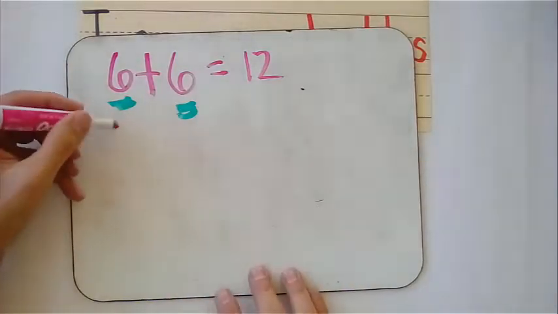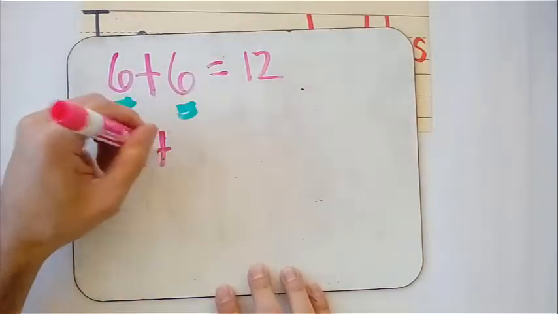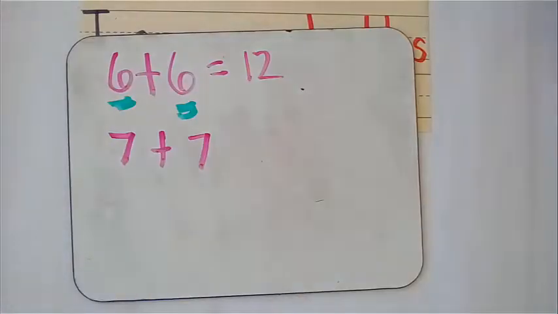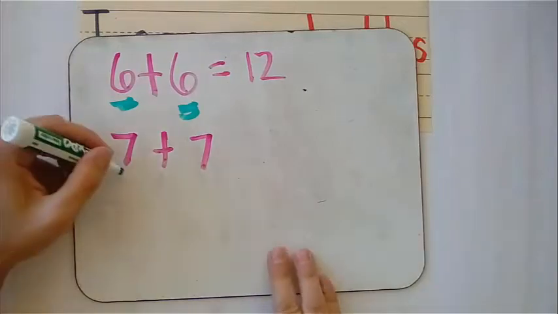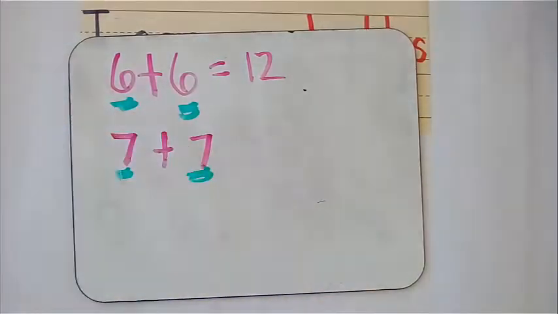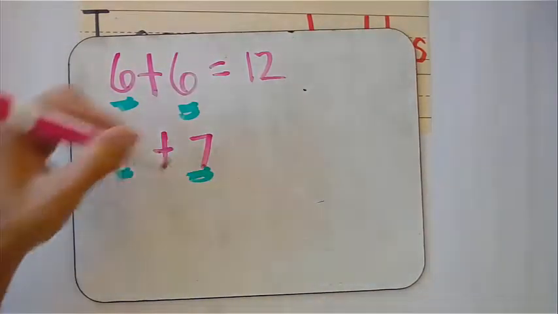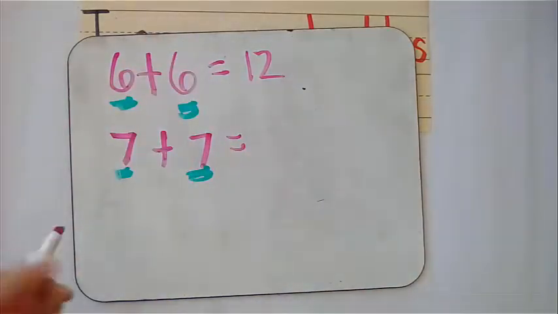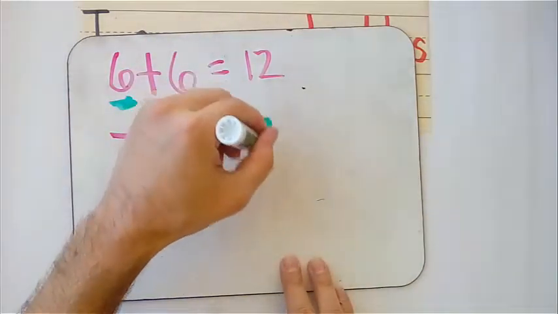Now, what if I had a different add-in? What if I had 7 plus 7? Now remember, 7 and 7, these are doubles because they are the same number. So 7 plus 7 equals what? What number does it equal?